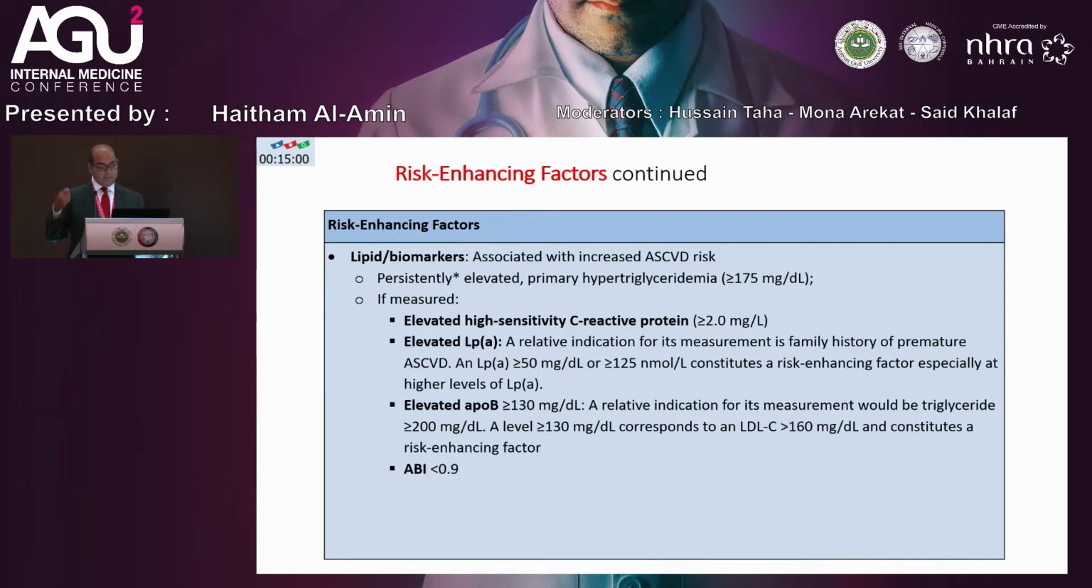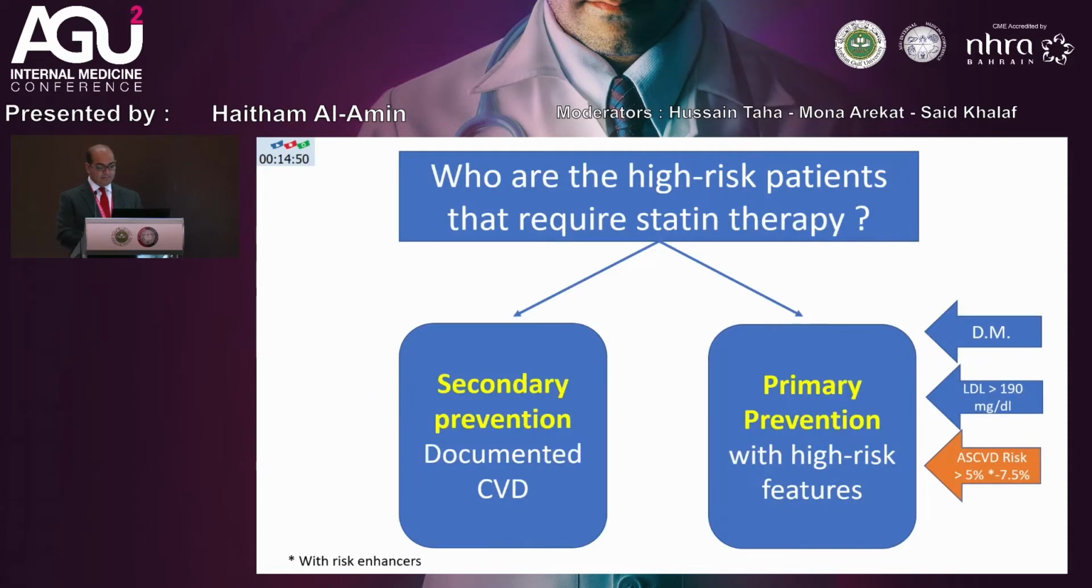And some metabolic lipid biomarkers like high sensitivity CRP, which puts you at higher risk, or high Lp(a). So if we come back to our initial diagram here, for primary prevention, I've put the 4 groups here: the secondary prevention, diabetics, very high LDL, and then you calculate the risk.